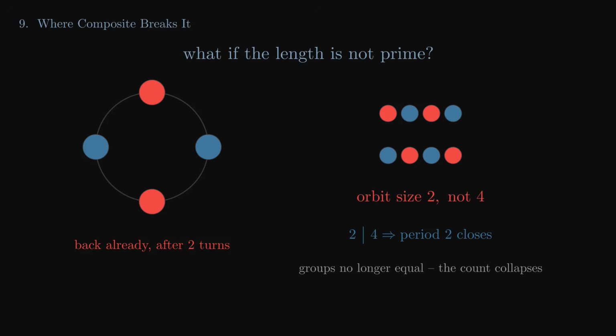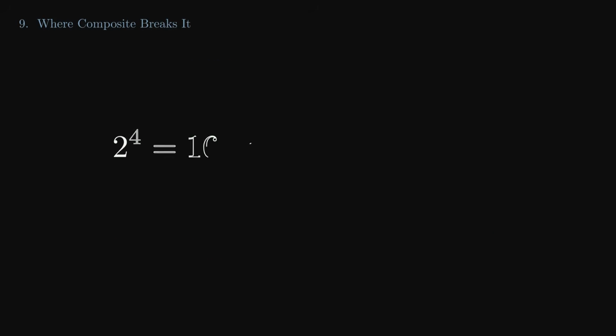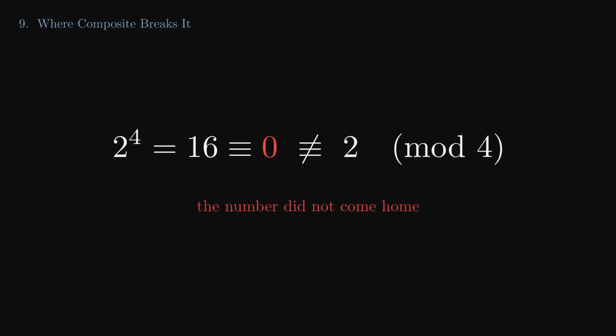And sure enough, the theorem itself fails here. 2 to the 4th is 16, and 16 divided by 4 leaves remainder 0, not 2. The number did not come home. Composite lengths let necklaces cheat, and that is exactly why Fermat needed a prime.